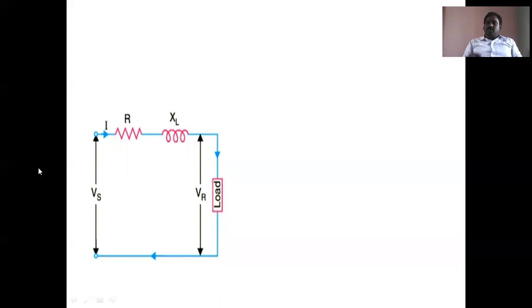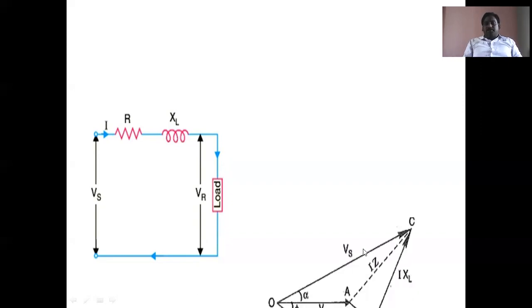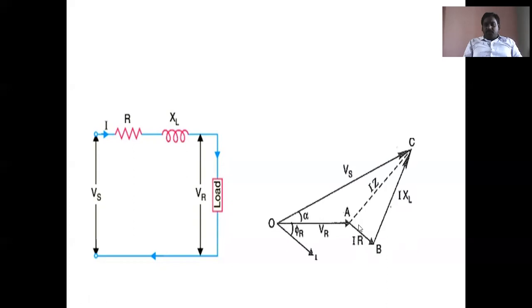So VR does not equal VS. VR is always less than VS when load is connected. So the reference is VR. Reference voltage is VR, on the X axis or horizontal.